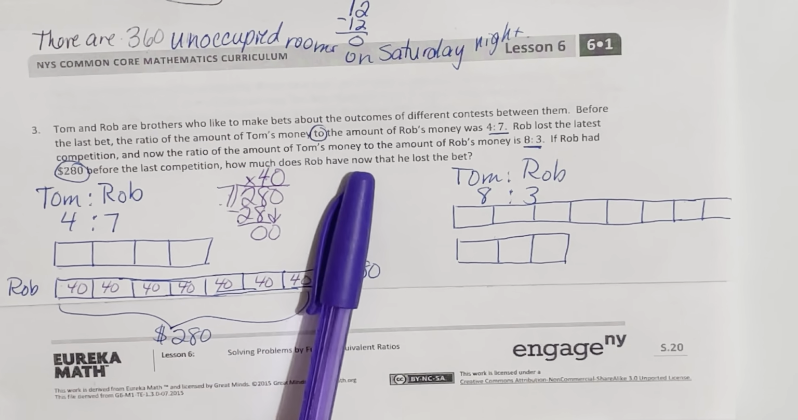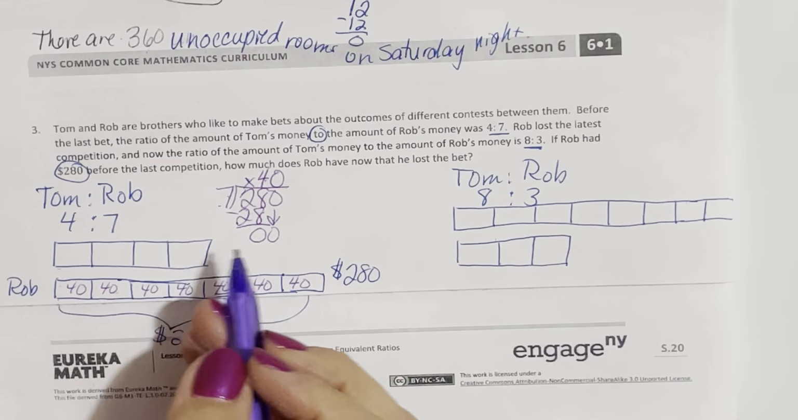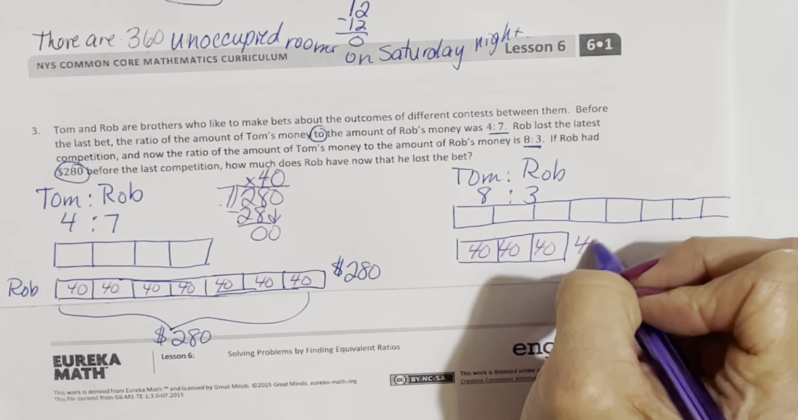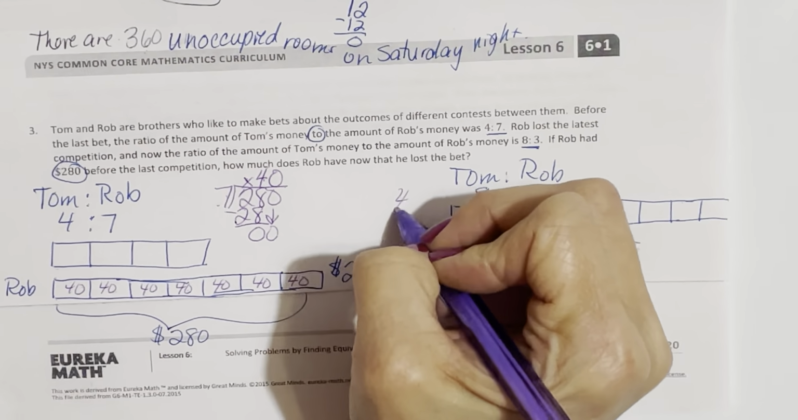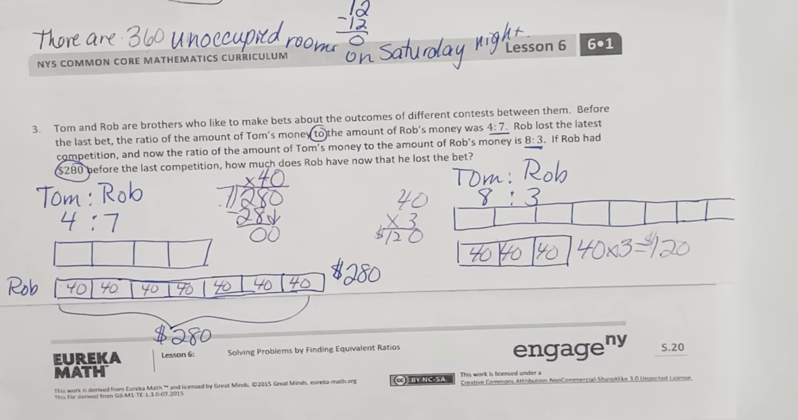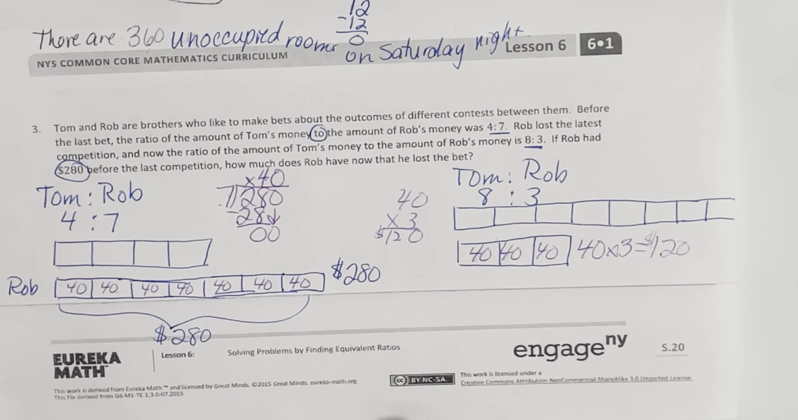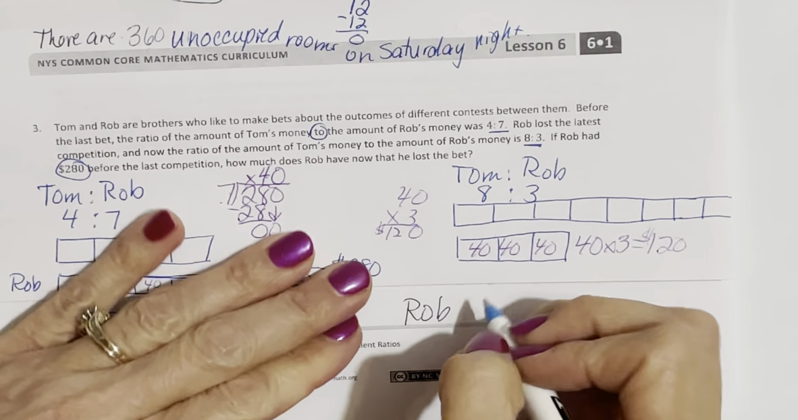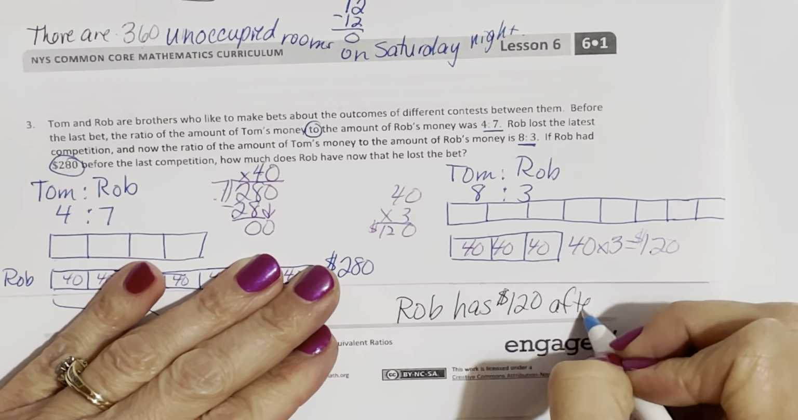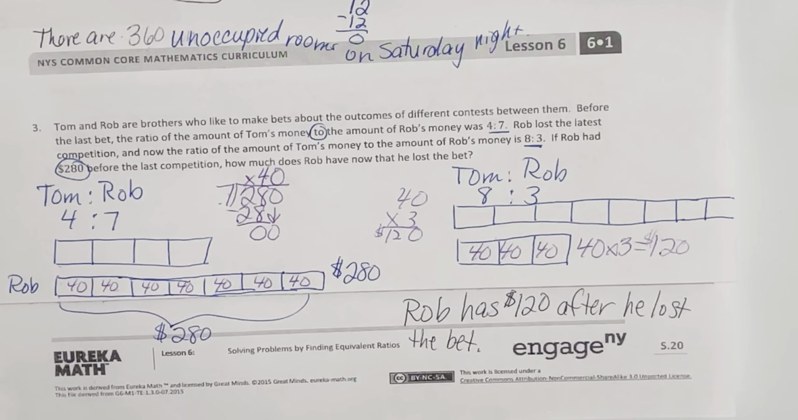So how much does Rob have now that he lost the bet? Well, if each one of these represents $40, we can come over here, and now we know that Rob has 3 40s, and 40 times 3 is $120. Rob has $120 after he lost the bet. Boy, he must have bet a lot of money. That wasn't very smart.